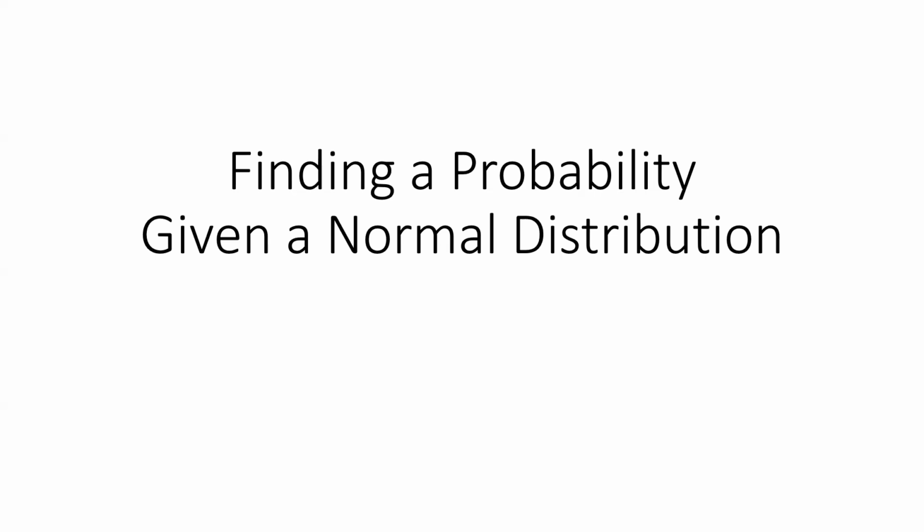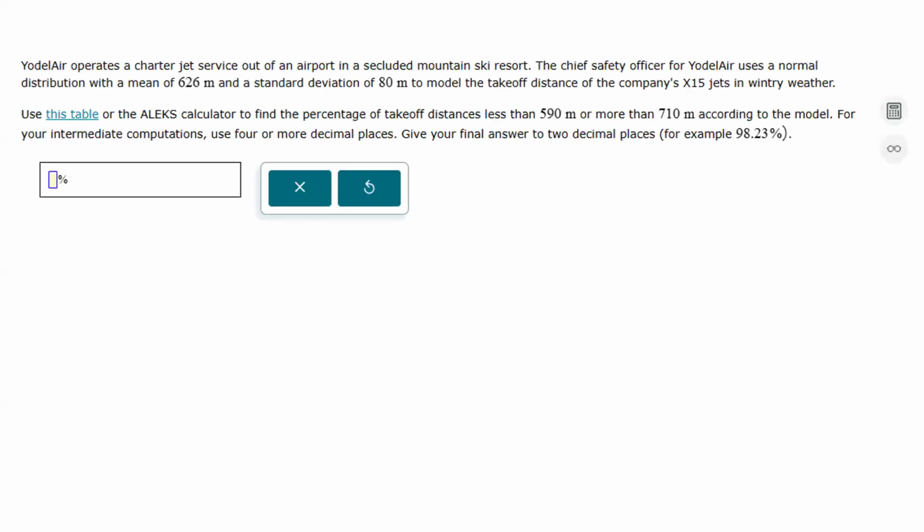So let's get into it, and hopefully this will help you on the assignment. So here's an example. Yodel Air operates a charter jet service out of an airport in a secluded mountain ski resort. The chief safety officer uses a normal distribution with a mean of 626 meters and a standard deviation of 80 meters to model the takeoff distance of the company's X-15 jets in wintry weather. So basically whether or not it's safe.